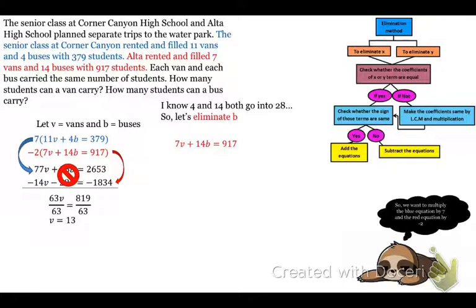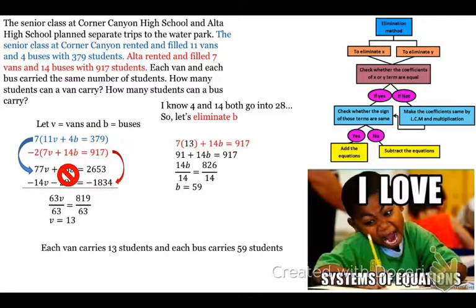Now we just have to solve for b, and this is where you use a substitution type thing. We're going to plug in v equals 13 into that v up there. So you have 7 times 13 plus 14b equals 917, which is 91 plus 14b equals 917. Subtract that 91 and you get 14b equals 826. Divide by 14 and you get b equals 59. So each bus can hold 59 students.